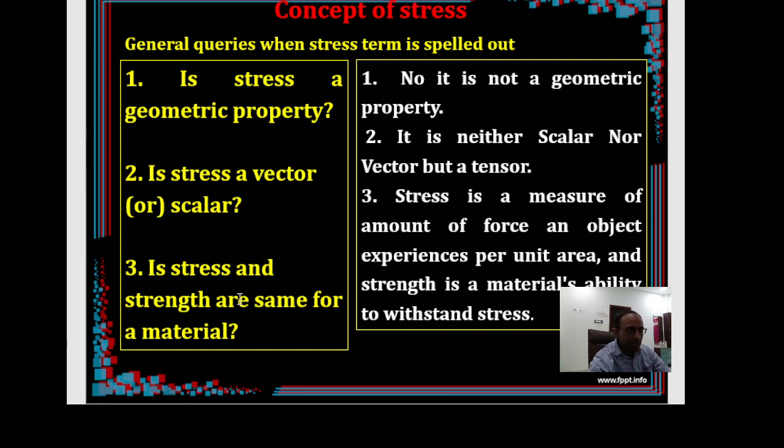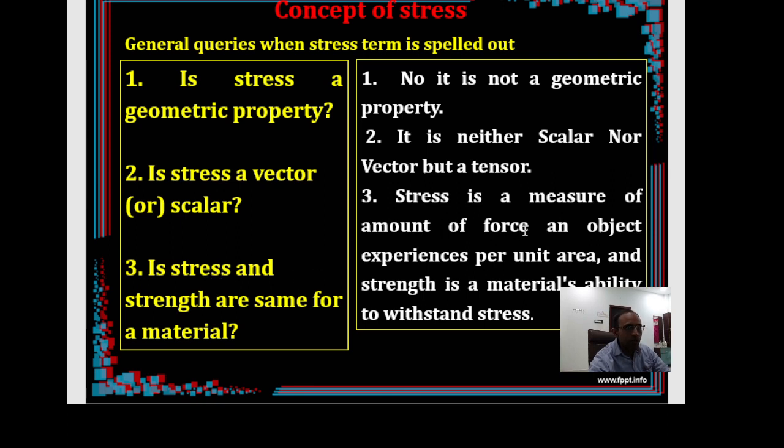And now another question that will arise in our minds is stress and strength. Sometimes we use them in our terminology. Are stress and strength the same? When we say why the material fails, we say that the material strength has already been crossed, or the material is subject to more stress than the strength of the material. Like that we use them interchangeably. So is there any difference between stress and strength? Yes, there is a difference.